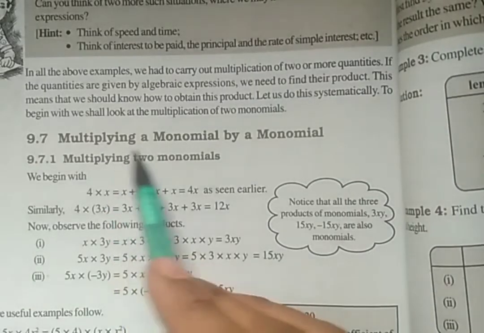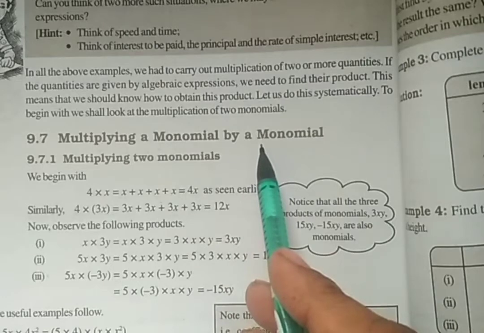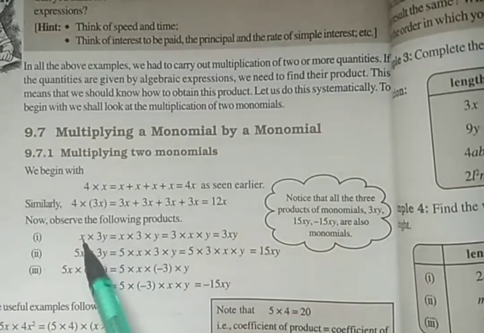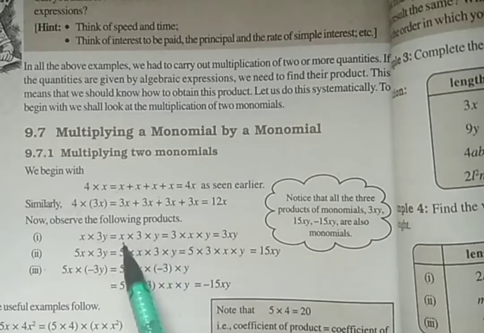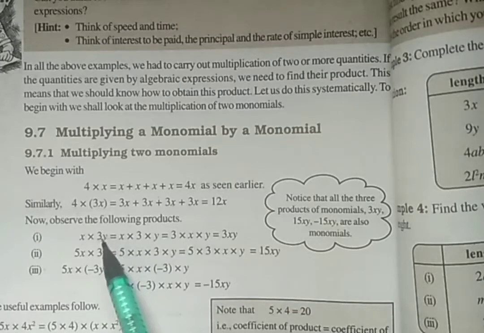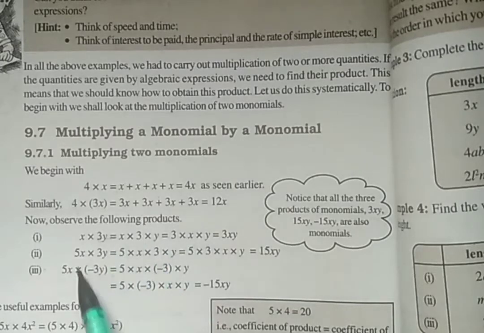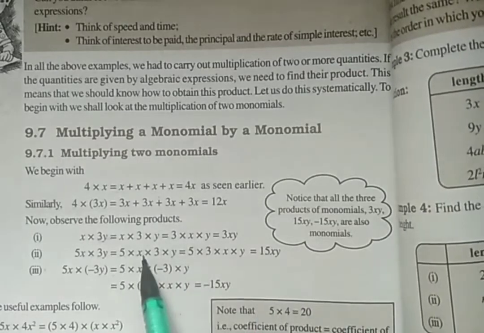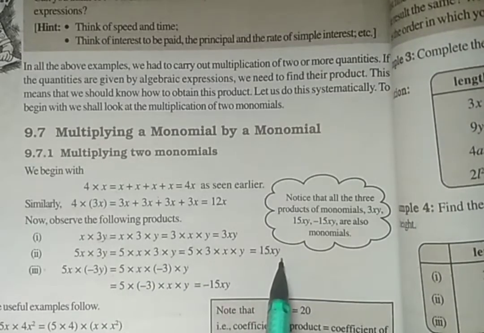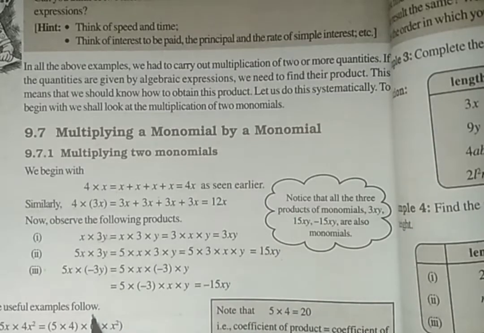Now let's see how to multiply a monomial by a monomial. x is multiplied by 3y. So that means x is multiplied by 3 and y all together. You can see x multiplied by 3 multiplied by y. When they are written close by, it means they are multiplied by each other. Now 5x into 3y is 5 multiplied by x multiplied by 3 multiplied by y. So 5 3s are 15 and x into y is xy. So in similar fashion you have to carry out the multiplication.